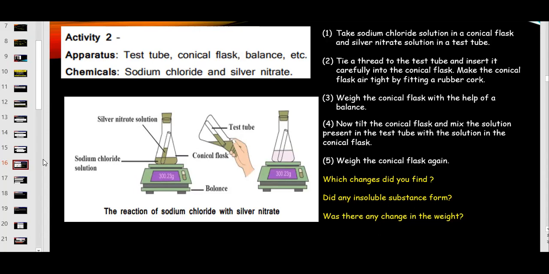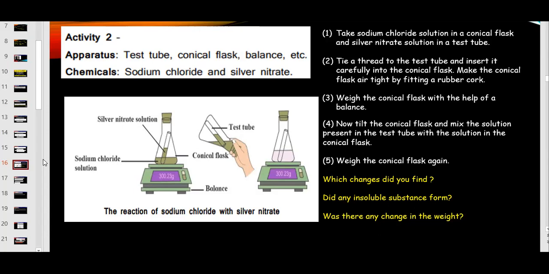Weigh the conical flask with the help of a balance. Now you see in the diagram, it weighs 300.23 gram. Now tilt the conical flask and mix the solution present in the test tube with the solution in the conical flask, as shown in the diagram. And when you keep it again to weigh the conical flask, you will see the color is changed. We will also discuss the observation, but right now in the diagram you can see the color is changed. The weight is still the same, 300.23 gram.